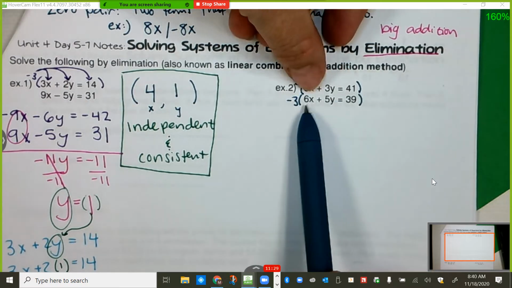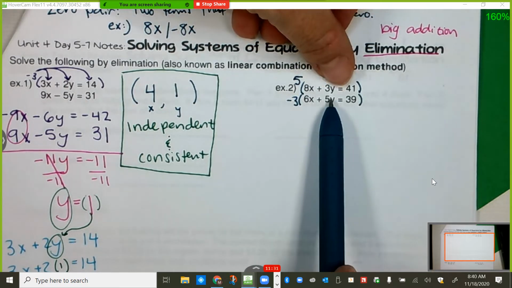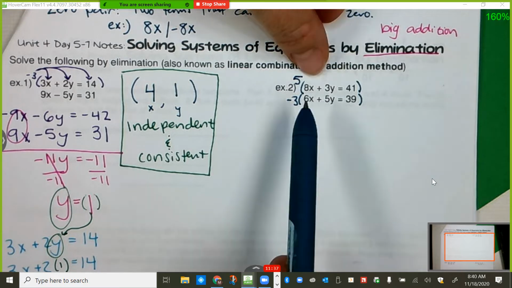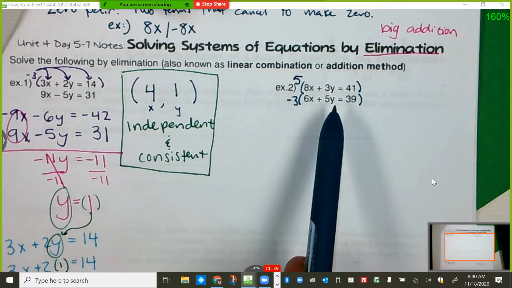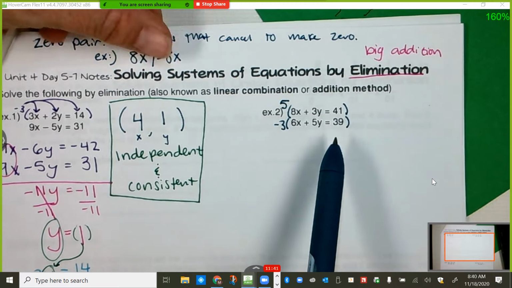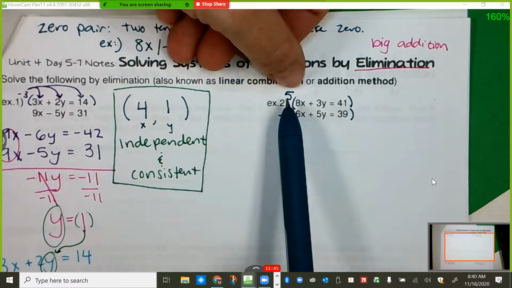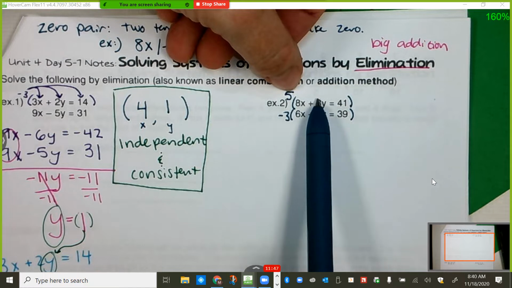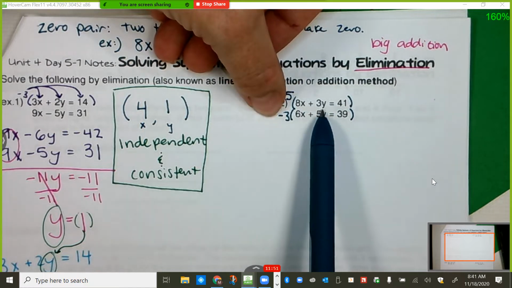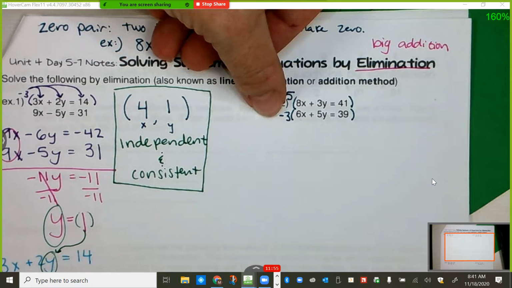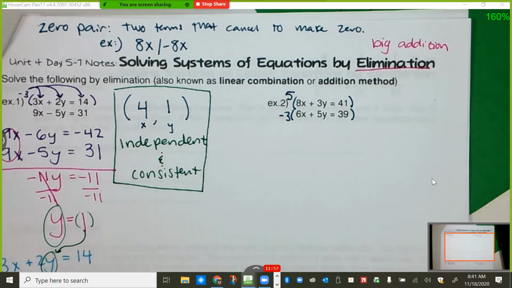So we decided it didn't matter which one. You can cancel x's, you can cancel y's. But we noticed first that the y's can both turn into 15 if we multiply. But both of them are positive, and I need them to be a zero pair, which means the same number, but one negative, one positive. So I'm going to multiply the top equation by 5, because that will make this a positive 15y, and the bottom equation by -3, because that will make this a negative 15y. That will make it a zero pair, so I can solve for x.